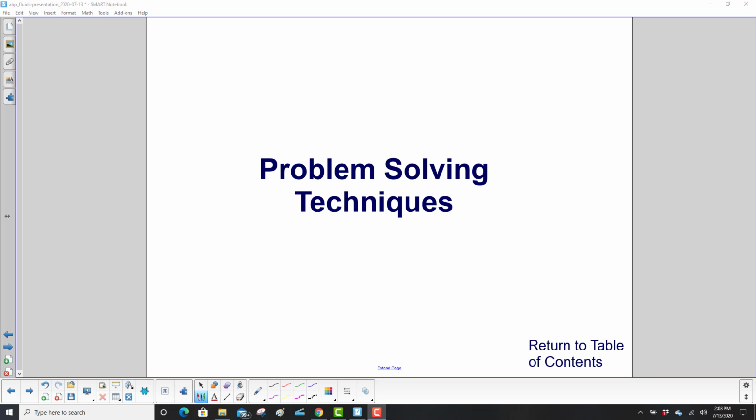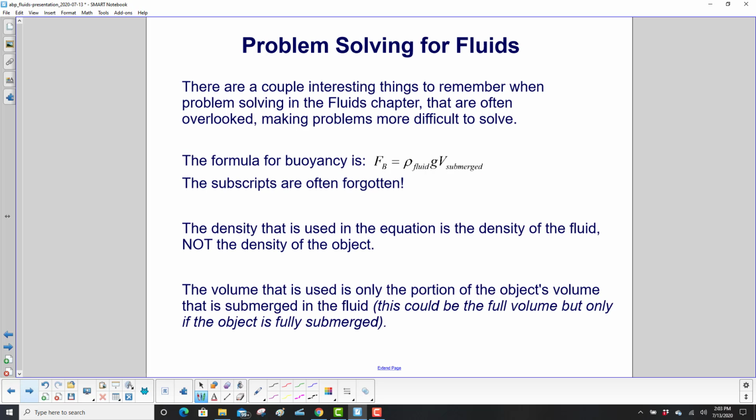Problem-solving techniques. There's a couple of interesting things to remember when problem-solving in the fluids chapter. They are often overlooked, making problems more difficult to solve. The first, the formula for the buoyancy force is this: F sub B equals the density of the fluid, times gravitational acceleration, times the volume of the submerged object, or the submerged portion of an object. The subscripts are often forgotten.